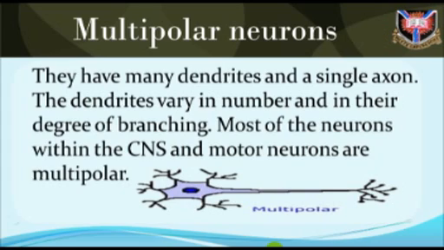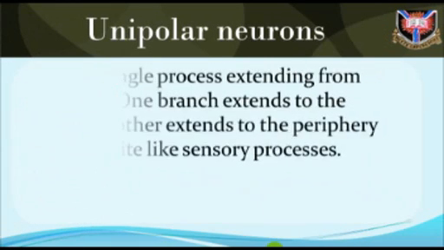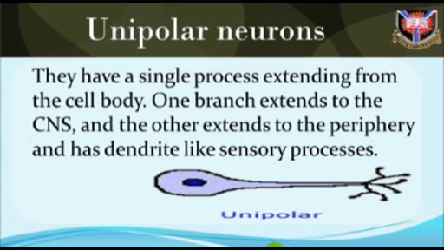2. Bipolar neurons. They have two processes, a dendrite and an axon. The dendrite is often specialized to receive the stimulus, and the axon conducts action potentials to the CNS. Bipolar neurons are located in some sensory organs, such as in the retina of the eye and in the nasal cavity.